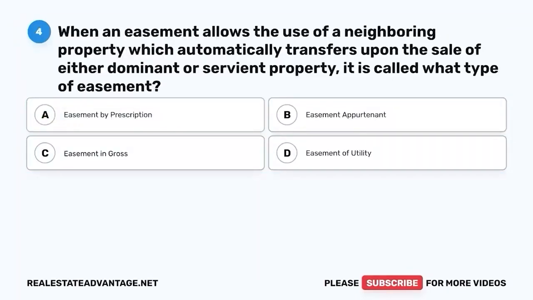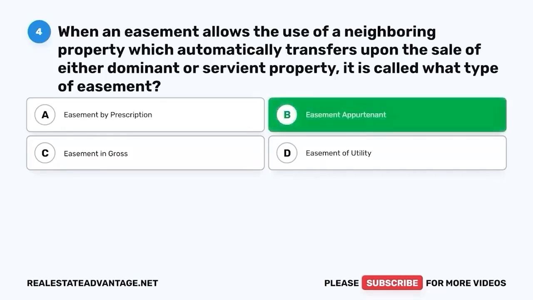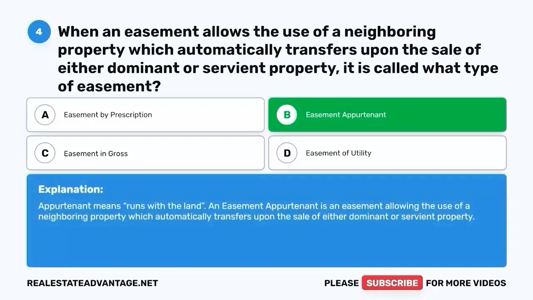Question 4. When an easement allows the use of a neighboring property, which automatically transfers upon the sale of either dominant or servient property, it is called what type of easement? A. Easement by prescription. B. Easement appurtenant. C. Easement in gross. D. Easement of utility. The correct answer is B. Easement appurtenant. Appurtenant means runs with the land. An easement appurtenant is an easement allowing the use of a neighboring property, which automatically transfers upon the sale of either dominant or servient property.